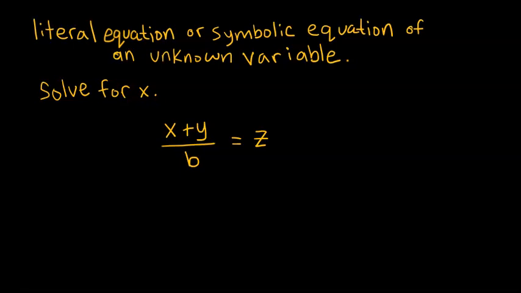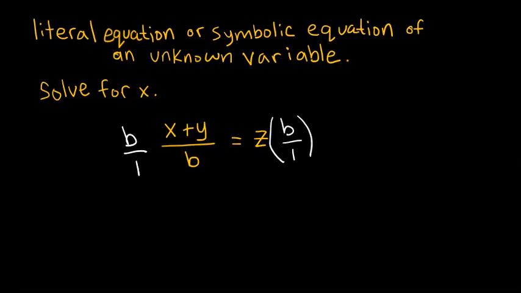So right now I have a fraction, right? I have x plus y on the top and then the letter b on the bottom. That's a fraction. It's a symbol of division. So we're going to do the opposite. We're going to multiply. So I'm going to multiply by b, right? I took the bottom, the denominator, and I threw everything on the top.